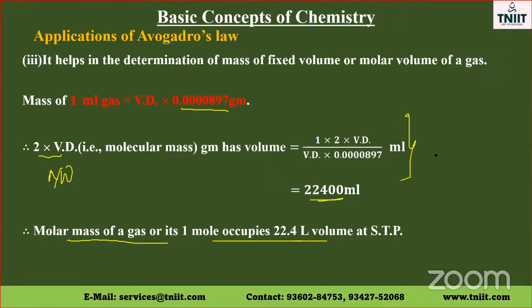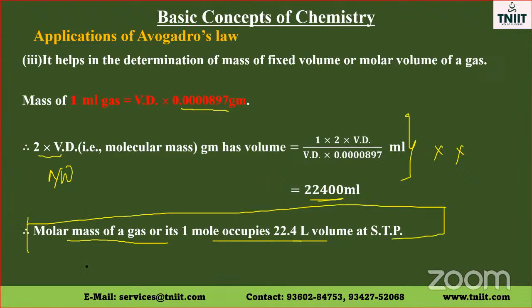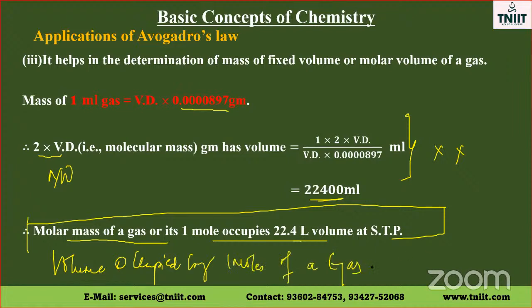This calculation is also not necessary. So you should remember what is molar volume. Molar volume is the volume occupied by 1 mole of a gas. Volume occupied by 1 mole of a gas at STP is called molar volume, and it has a value of 22.4 liters, or in terms of milliliters, we can write 22,400 milliliters.